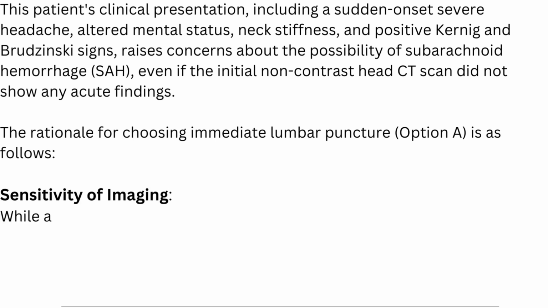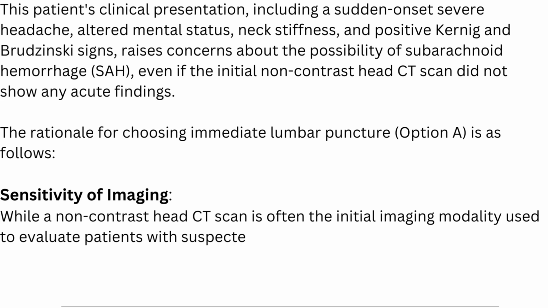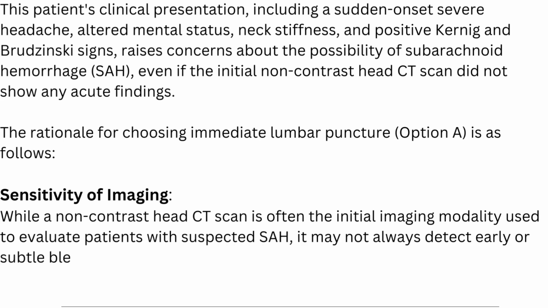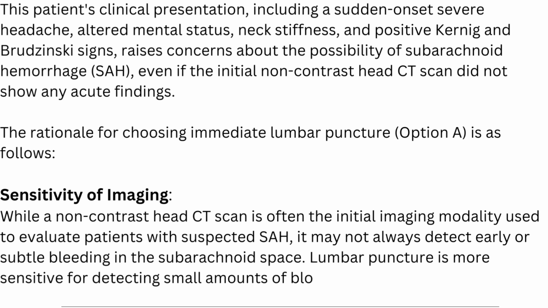Sensitivity of imaging. While a non-contrast head CT scan is often the initial imaging modality used to evaluate patients with suspected SAH, it may not always detect early or subtle bleeding in the subarachnoid space. Lumbar puncture is more sensitive for detecting small amounts of blood in the cerebrospinal fluid, CSF.